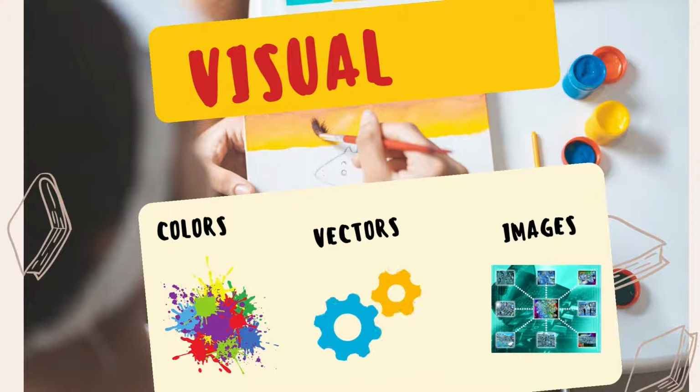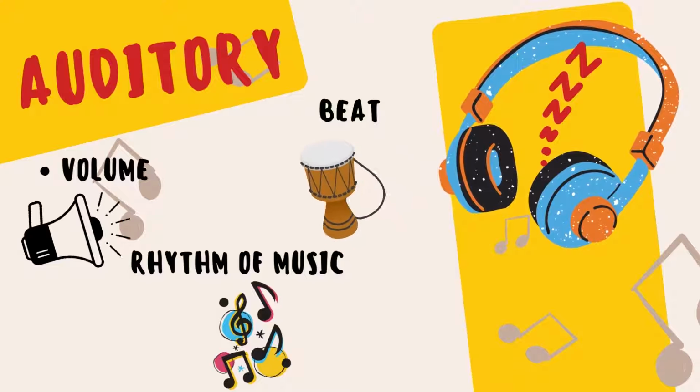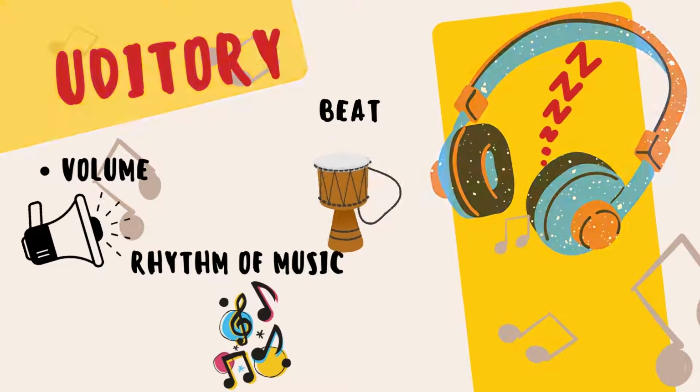At this point, we are going to talk about the elements of multimodal text. The first element of the multimodal text is visual. This includes colors, vectors, and viewpoints of still and moving images. The next element is auditory. This includes the volume, beats, rhythm of music, and sounds.